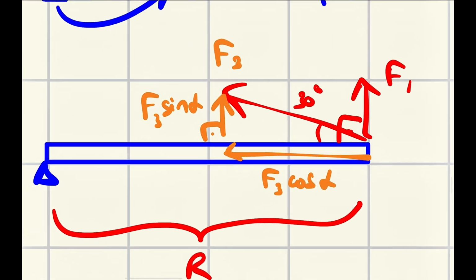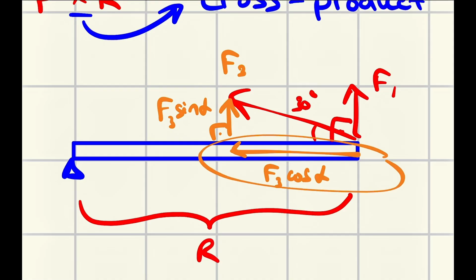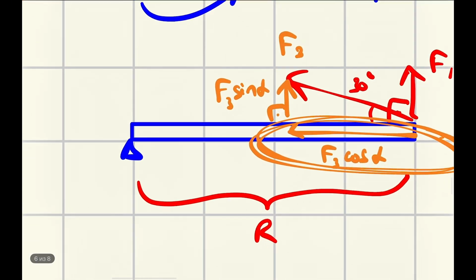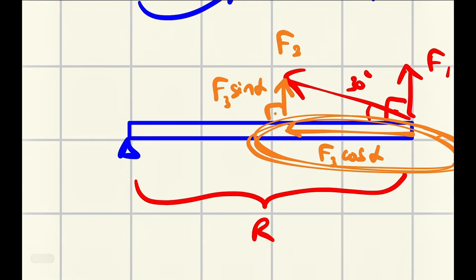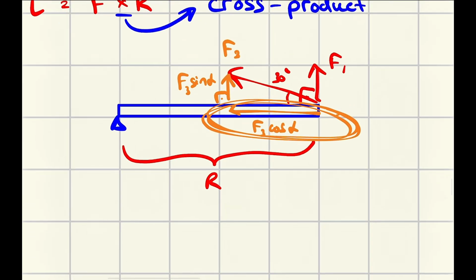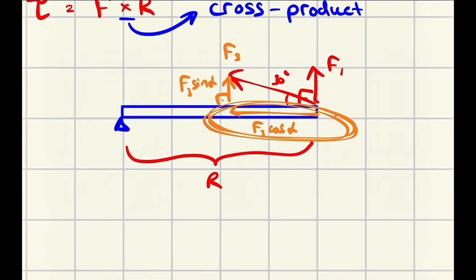So this is really important. Why? Because this component of the force 3 cannot rotate our object. It can only pull, however, it cannot rotate. What we need is rotation, it is torque. Only F sine alpha can rotate our object. So what is important to understand is that our force and radius are those two that have to be perpendicular to each other.